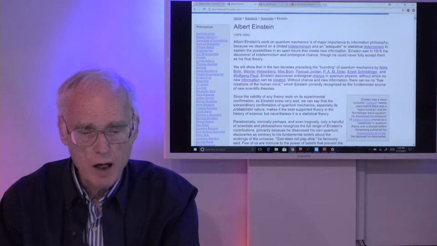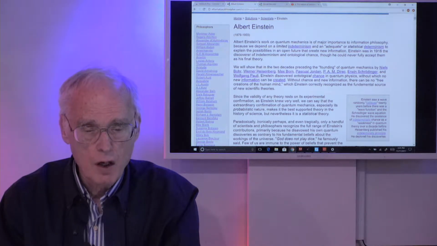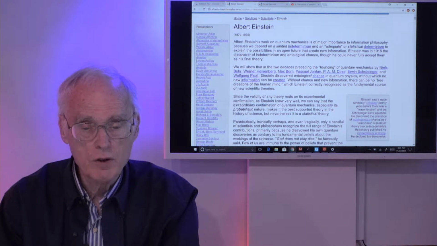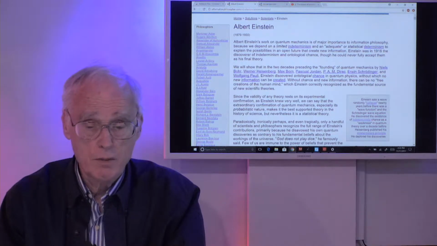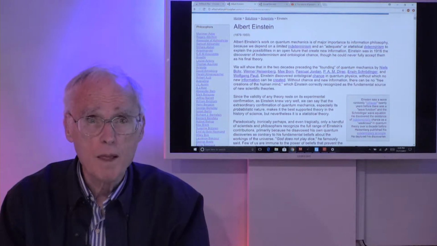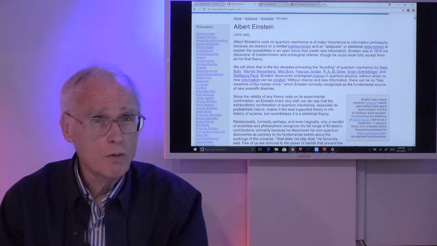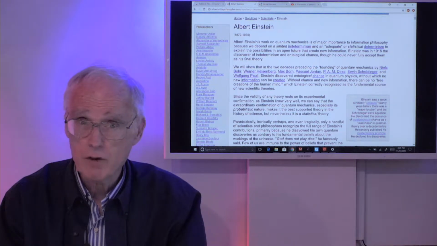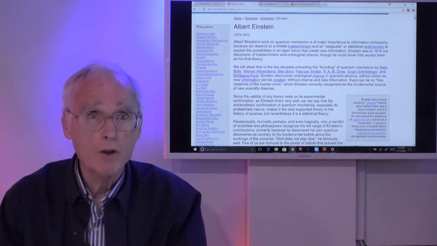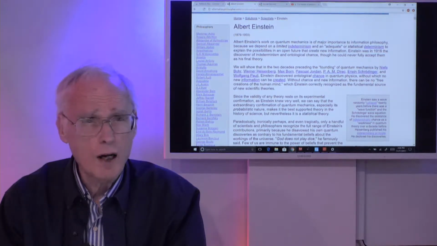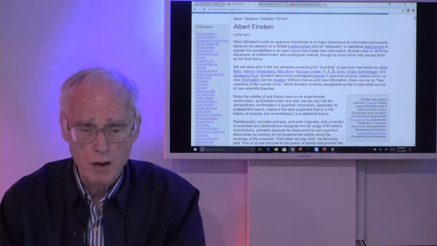Paradoxically, ironically perhaps, and in some deep sense tragically, only a handful of scientists and philosophers recognize the full range of Einstein's contributions. And the reason for that is rather understandable. He basically attacked his own quantum discoveries. Throughout his life, he just found them extremely difficult to embrace. Many other scientists might have just put the notes in a drawer and gone on with their other earlier work rather than put something out there that they so violently opposed in some sense.